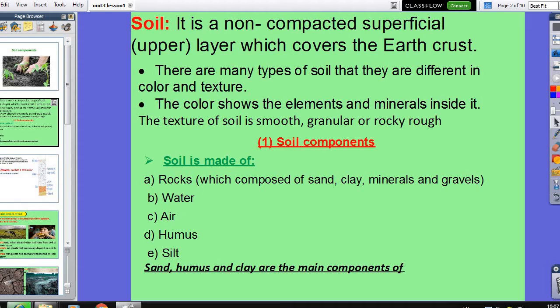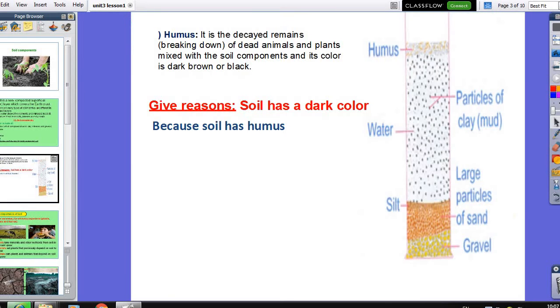The soil components are rocks, which are composed of sand, clay, minerals, and gravel. We also have water, air, humus, and salt. You must know that sand, humus, and clay are the main components of the soil.